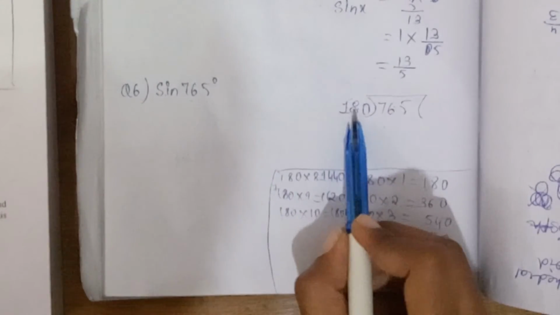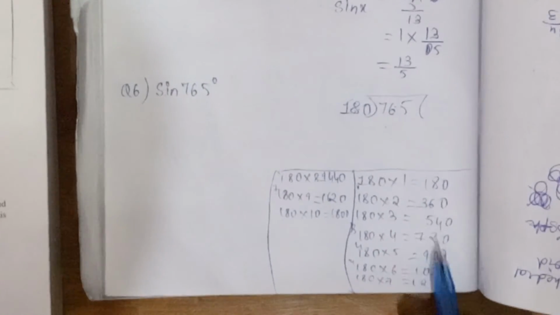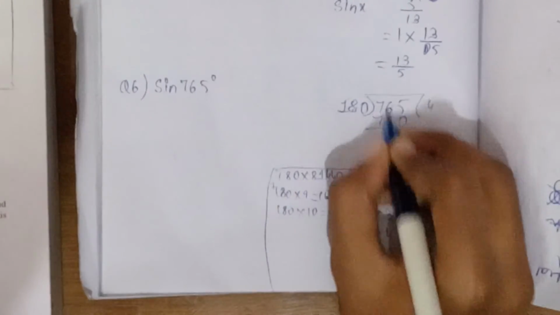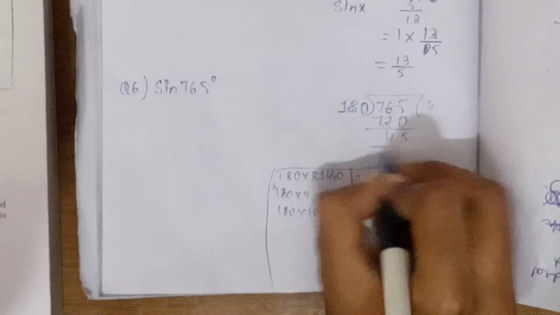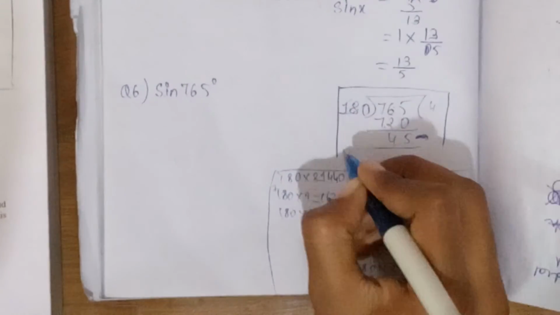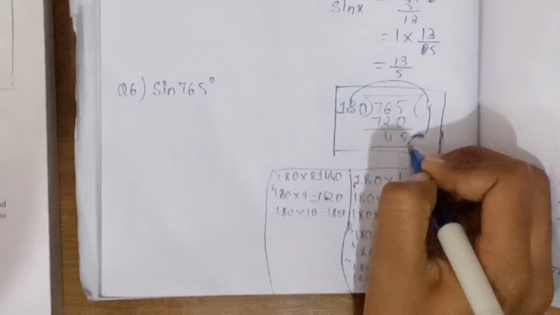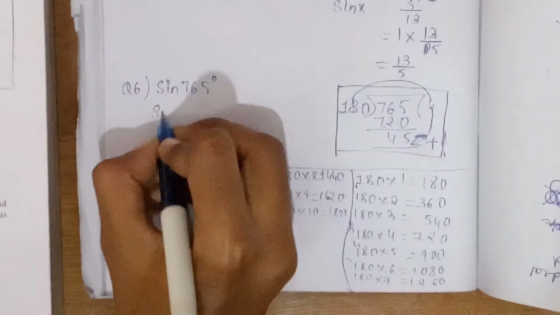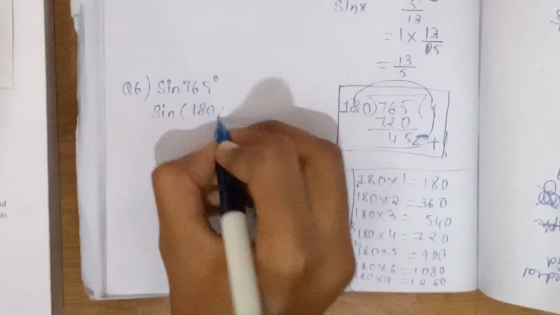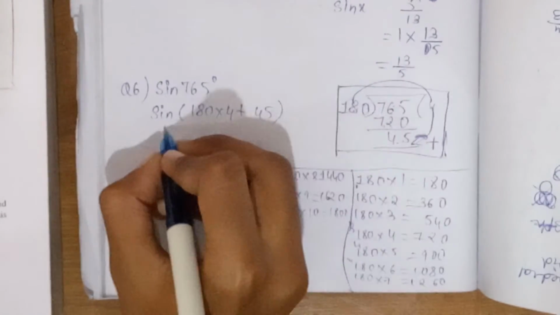So in the 180 table, for 765, what is the number less than that? Less than that is 720. So how many times? 4 times. So 765 minus 720 is 45. After getting this, we have to write in place of 765: 180 into 4 plus the remainder we got, 45. Like this we have to do.